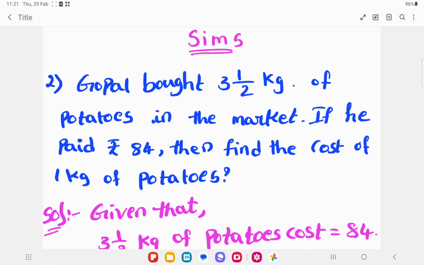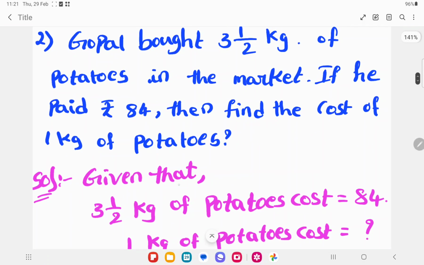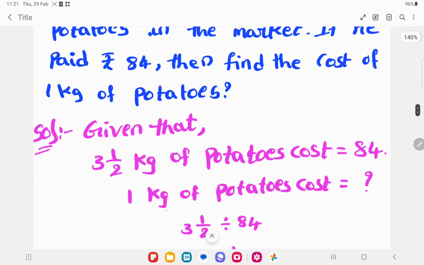Today's sum: Gopal bought 3 1/2 kgs of potatoes in the market. If he paid 84 rupees, then find the cost of 1 kg of potatoes. So first let's see the solution. Given that, what are given? 3 1/2 kgs of potatoes cost is 84 rupees. And we have to find the 1 kg of potatoes cost.